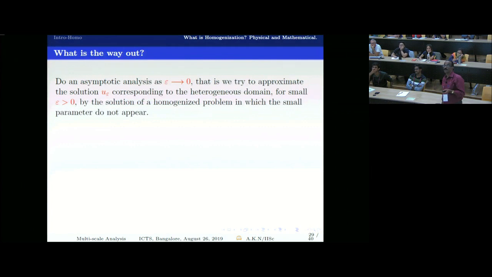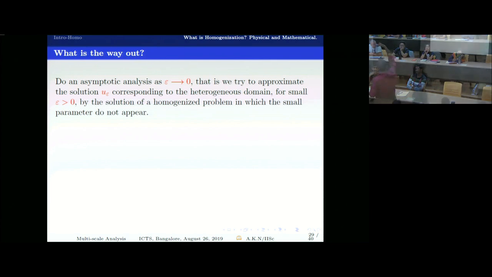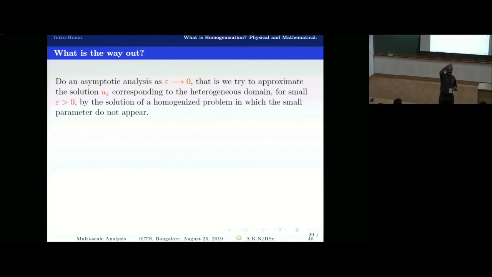That is, we try to approximate the solution corresponding to the heterogeneous medium by the solution of a homogeneous problem in which the small parameter does not appear. So if you recall my composite media, for each epsilon you will have a PDE. Different epsilons, you will have a PDE. Then as epsilon tends to 0, you see a kind of homogeneous medium, and you want to get a PDE corresponding to that. So let me come to the mathematical form of it.